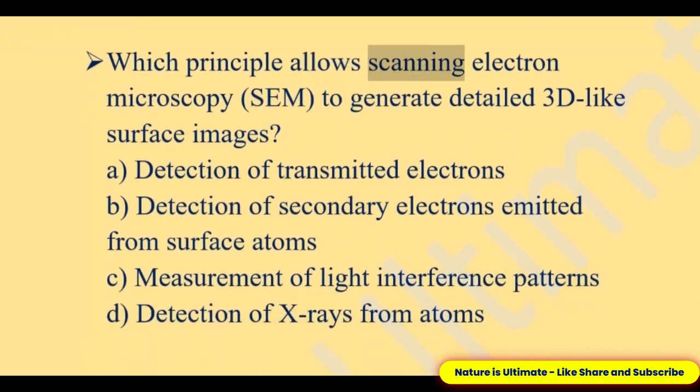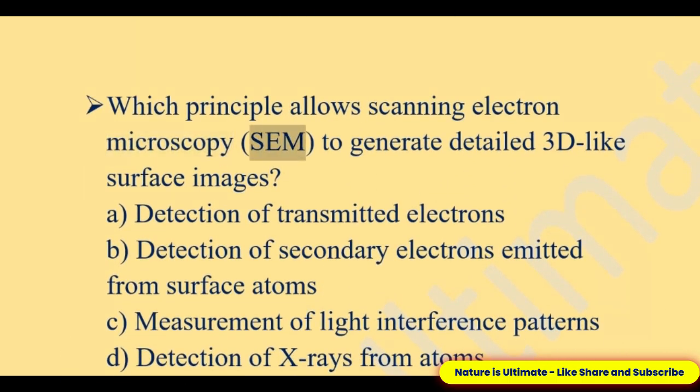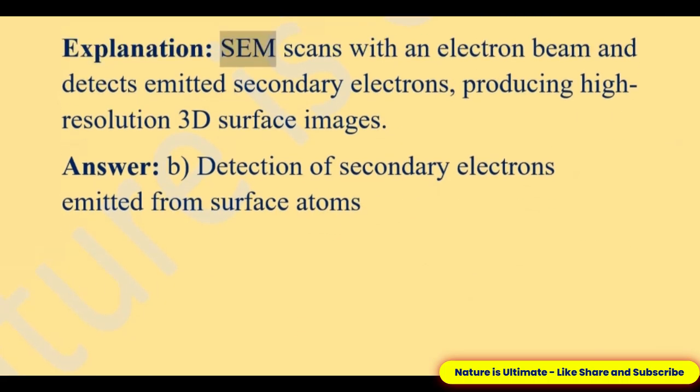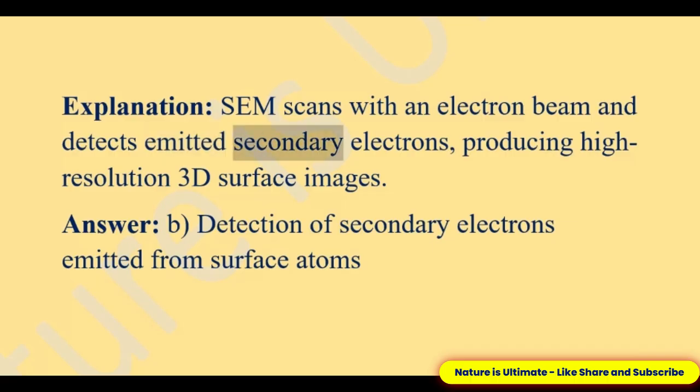Which principle allows scanning electron microscopy, SEM, to generate detailed 3D-like surface images? A. Detection of transmitted electrons. B. Detection of secondary electrons emitted from surface atoms. C. Measurement of light interference patterns. D. Detection of X-rays from atoms. Explanation: SEM scans with an electron beam and detects emitted secondary electrons, producing high-resolution 3D surface images. Answer: B. Detection of secondary electrons emitted from surface atoms.